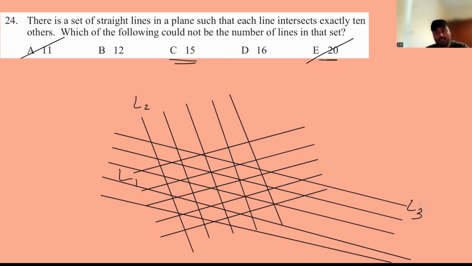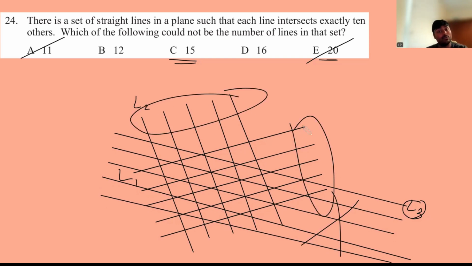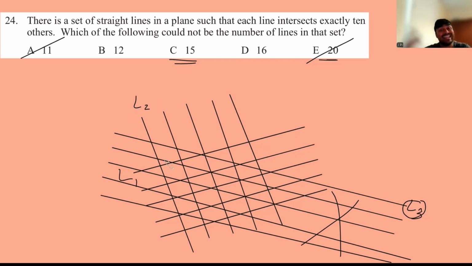With each line, let's pick on L3, for example. L3 is not going to intersect any of these, but it's going to intersect all of these and all of those, making 10 intersections. And you can apply that logic to any one of these lines. So that means that 15 works. So therefore, we can eliminate 15.